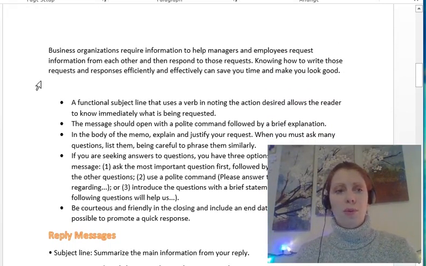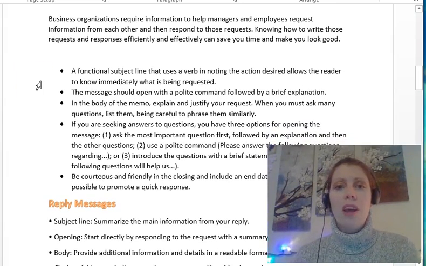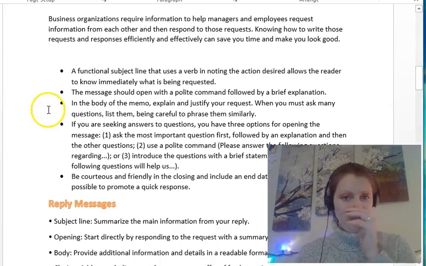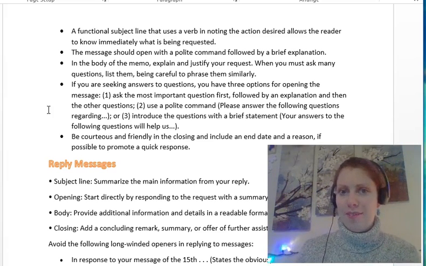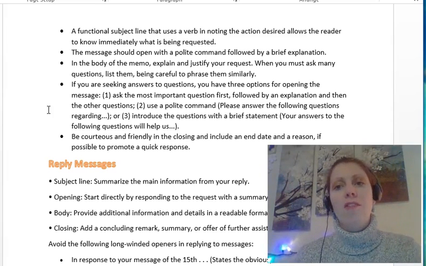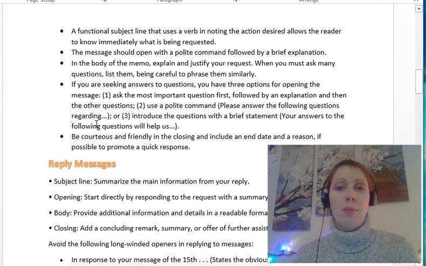Business organizations require information to help managers and employees request information from each other and then respond to those requests. So knowing how to write requests and respond efficiently and effectively will save you time and make you look good. So here are a few things to keep in mind when writing these requests to make them efficient and effective. A functional subject line that uses a verb in noting the action desired allows the reader to know immediately what is being requested. The message should open with a polite command followed by a brief explanation.